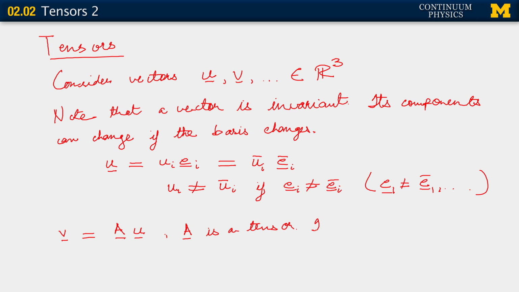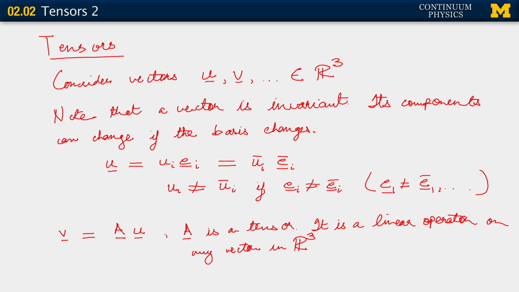Right? It essentially represents a linear operation. It is a linear operator on any vector in three-dimensional space. Okay?